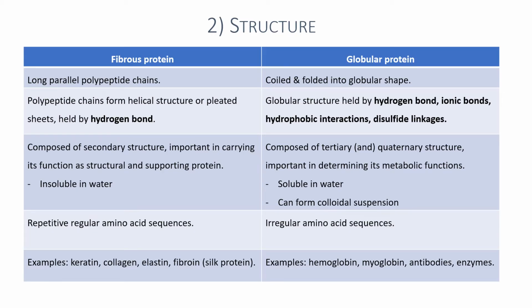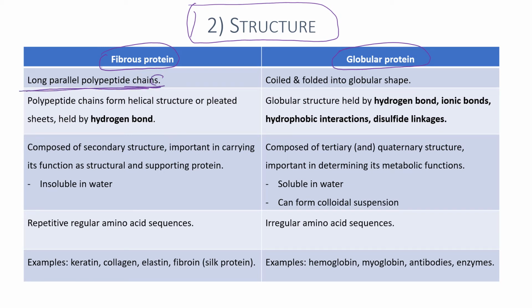Okay, so you can also classify protein based on the structure of the protein. Protein can be classified in two forms, which is as either fibrous protein or globular protein. For fibrous protein, it consists of long parallel polypeptide chains. As for the globular protein, it is coiled and folded into a globular shape.